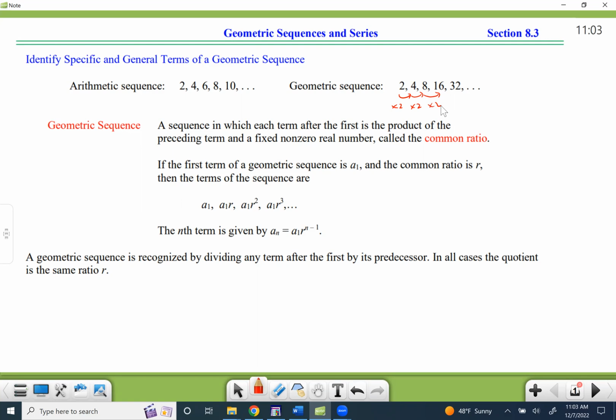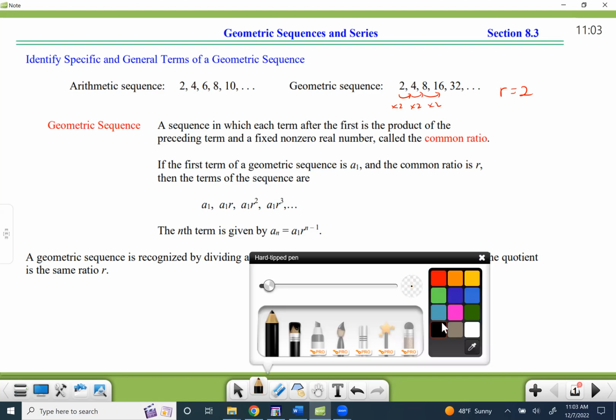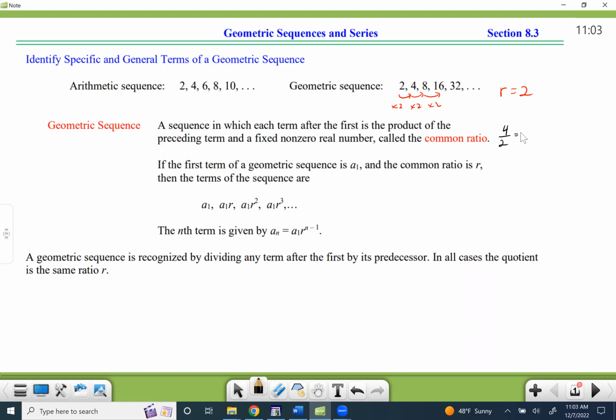Now, the thing that you're multiplying by is called the common ratio. So we use the letter R for that. So our common ratio would be 2 in this case. And the reason why we call it the common ratio is just like before with the common difference. If I take any two successive terms, so let's say I take the second term on top of the first term, I get 2. If I take the third term on top of the second term, I get 2. If I take the fourth term and stack it on top of the third, I get 2.